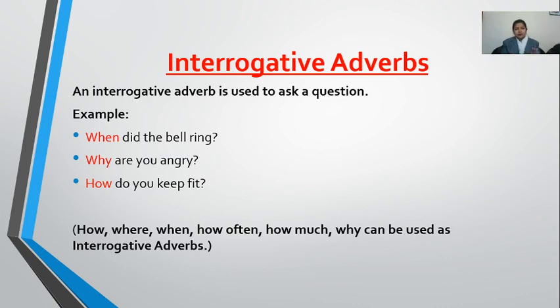Like, when did the bell ring? So here when is your interrogative adverb. Why are you angry? So here why is your interrogative adverb. Same as when we say, how do you keep fit? So how is your interrogative adverb. Same as, where do you live? So where is your interrogative adverb. How often do you go there? So how often is your interrogative adverb. So keep in mind that a question with a question word and not taking any noun or pronoun with it is only an interrogative adverb.